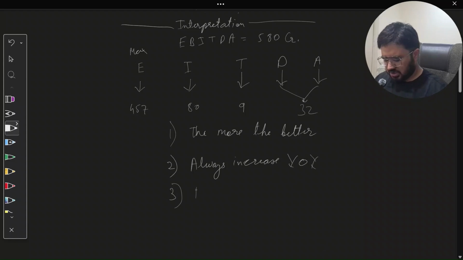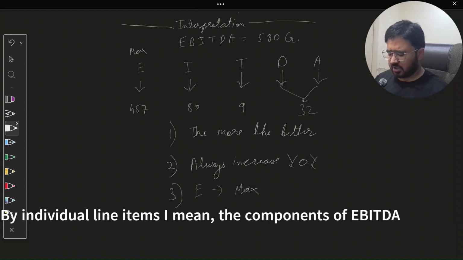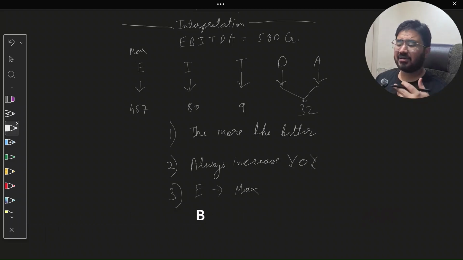the earnings should always be maximum. The individual line items should be less than the earnings. Of course, you have to earn more and pay less taxes, less interest, and the depreciation and amortization, as per the company, fluctuates. However, generally earnings should be the maximum part of your EBITDA.